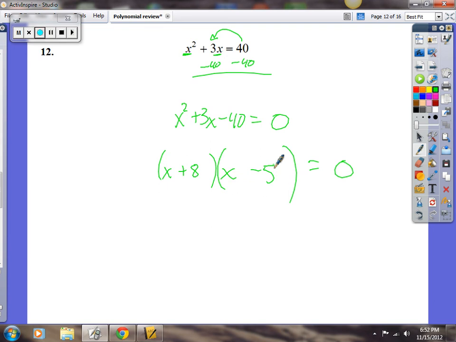So that group times that group, your answer is 0. One of those 2 groups has to be 0. Account for both of them. The first group, if x was equal to a negative 8, that would be 0. The second group, if x was equal to 5, that would make that whole thing 0.